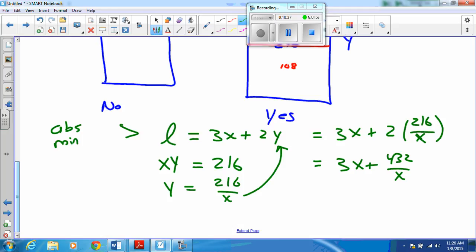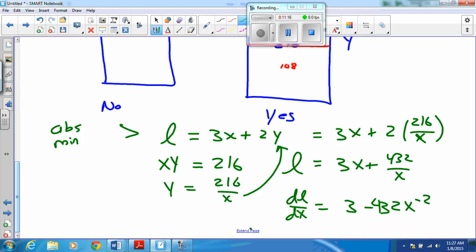Okay? Now, at this point, I'm just looking for the absolute max of this function. So you guys know how to do that already. Coach me through the process here. I want the absolute maximum of length, so how do I go about it? I need a derivative. And so we have dL/dx equals, term at a time, the derivative of 3x is 3. I'm going to think of this as 432 times x to what power? To the negative 1. So that its derivative is negative 432 x to the minus 2.